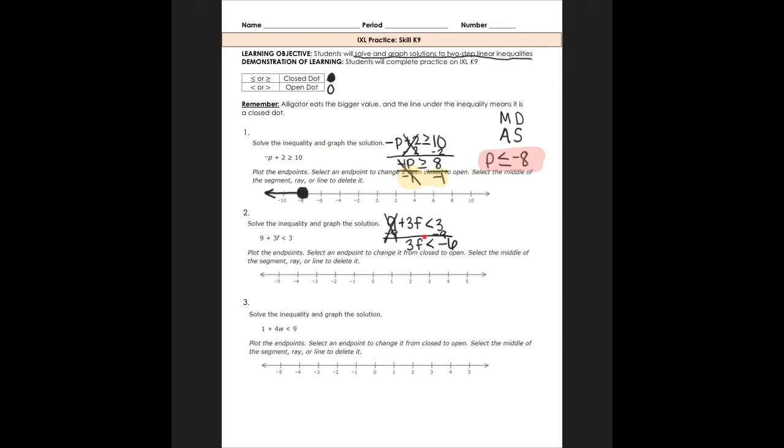I'm still looking at the side that has the variable. I have positive 3 multiplied by f. So the opposite of multiply by 3 is divide by 3. So on both sides, I'm dividing by 3. So I get f is less than negative 6 divided by 3 is negative 2. And the f is by itself, so this is my final answer. And I'm going to graph it on my grid. So negative 2 should have an open dot, and f is smaller than negative 2. So it should go to the left.